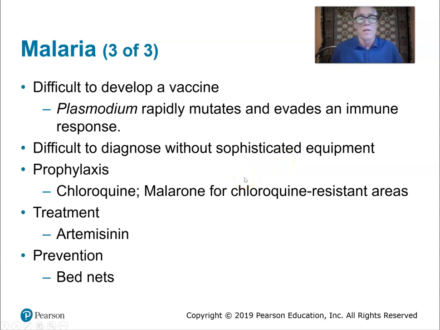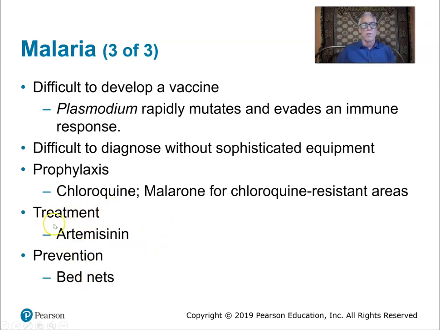It's difficult to develop a vaccine because Plasmodium mutates rapidly and also has some ability to switch antigens, evading the immune response. It's difficult to diagnose. Prophylaxis: if you're going to travel to a country where malaria is endemic, you'll be taking a prophylactic medicine before you even leave to get the levels up in your body to make it less likely that you will contract malaria if you do get a mosquito bite. And you'll also be very careful, I suppose, about exposure to mosquitoes.